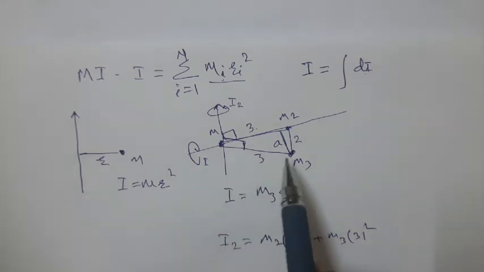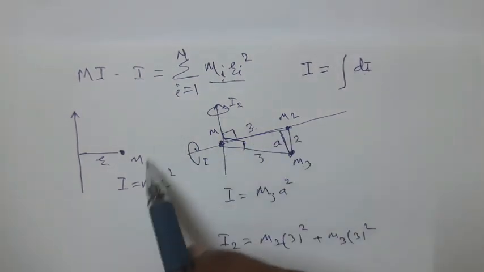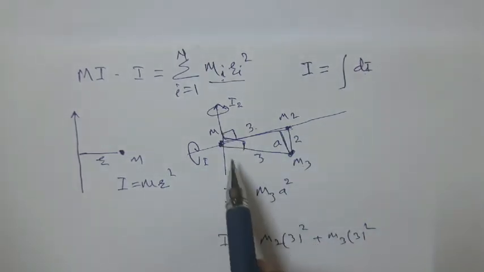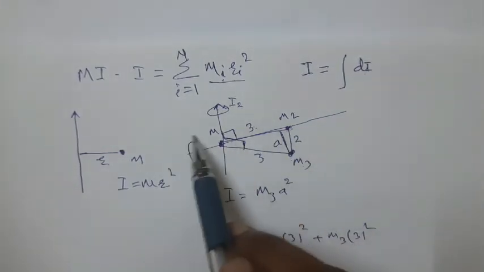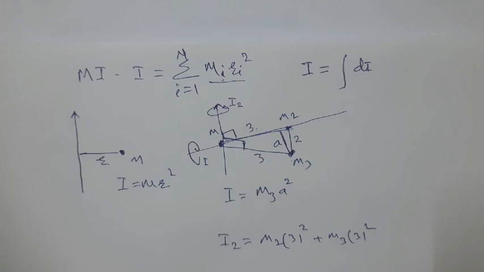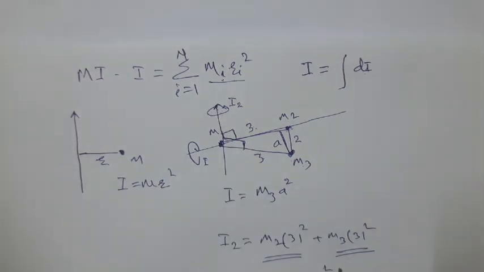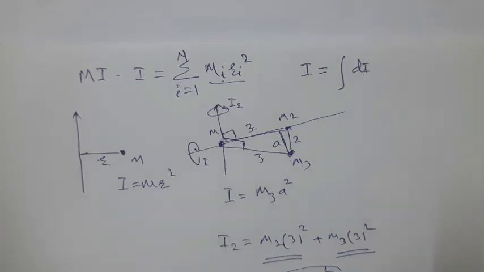The reason is that m2 is rotating about this axis by keeping a distance 3 from the axis of rotation, and similarly m3 is also rotating by keeping the distance of 3. Therefore, what I will have to do, this is the moment of inertia of m2, this is the moment of inertia of m3, and I will have to take the summation. Actually, there is m1 into 0 square, because the distance of m1 from the axis of rotation is 0, but this is 0, and therefore I have not mentioned that in the expression.